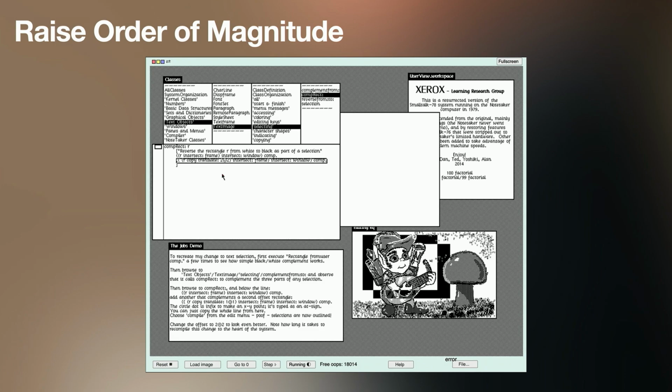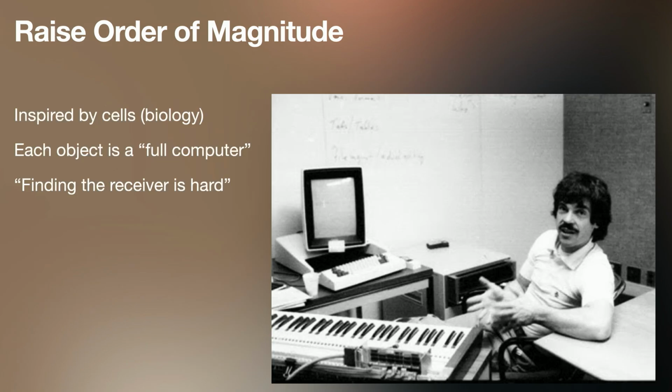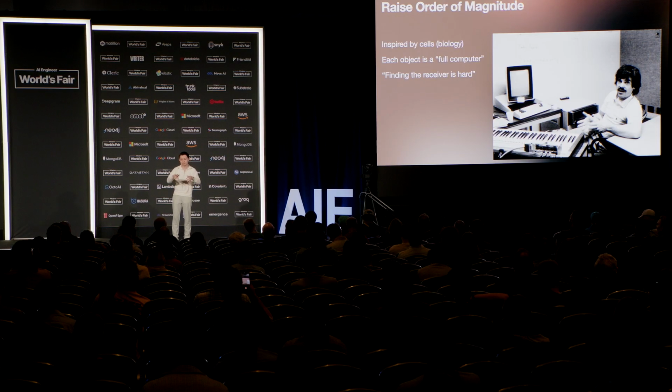I'm going to spare you the detail, but Alan Kay, one of its inventors, said it's basically inspired by cells, right? Each object is basically a full computer you can examine and poke into, and then you can do things with it. And recursively, it might be a one-to-one mapping to a computer, or one computer might have many objects, etc. He also said, somewhat more obscurely, that sending the message, sending the command to another computer, that's easy. But finding the receiver, that's hard.